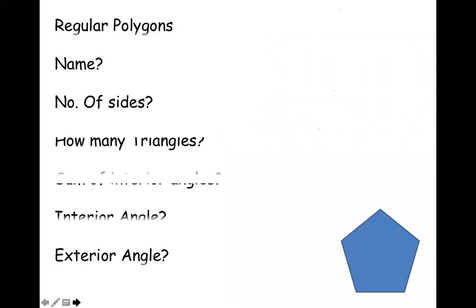Okay, then this is a pentagon. Please try, before I give out the answers, draw a pentagon and then write the name, the number of sides, how many triangles can it be cut to, sum of interior angles, interior angle, and an exterior angle. And then once you're done, wait first. I will call someone and then you give me your answers.